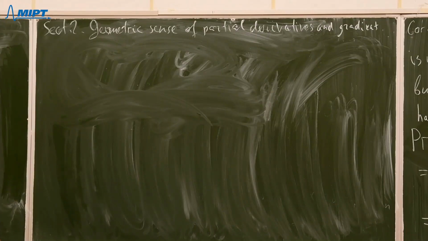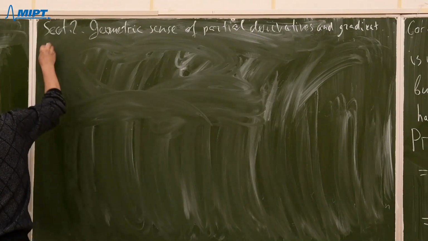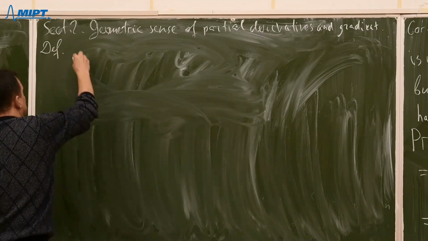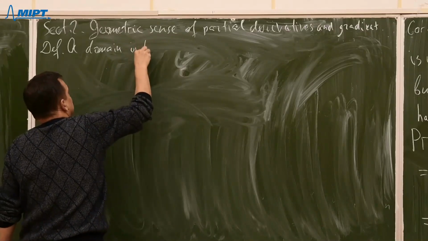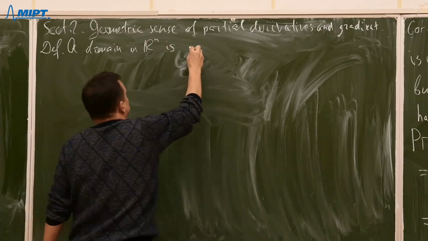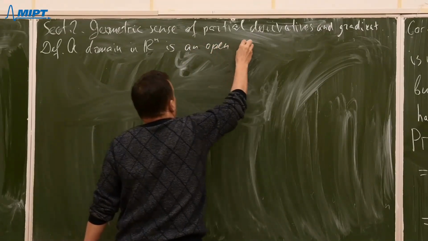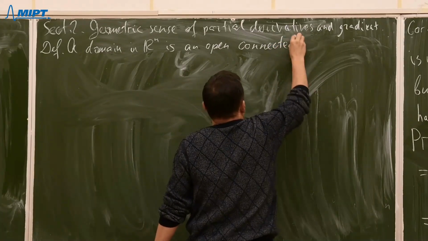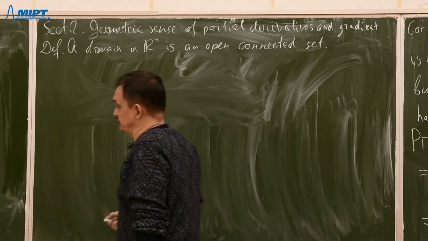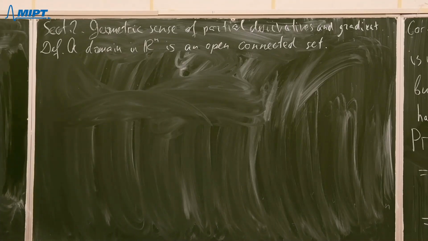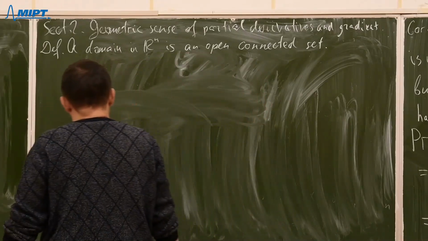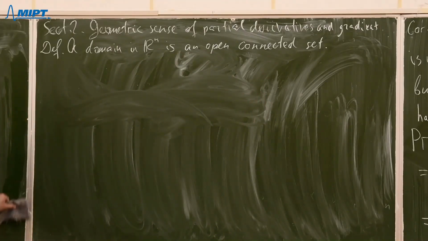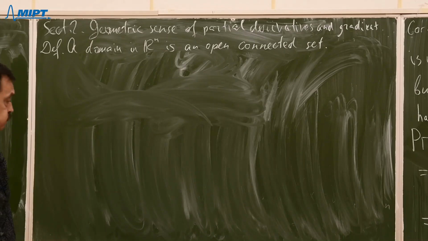Okay. Now, let me start with a definition. A domain in R^n is an open connected set. So it means that we can connect arbitrary two points by a curve which is in our domain.